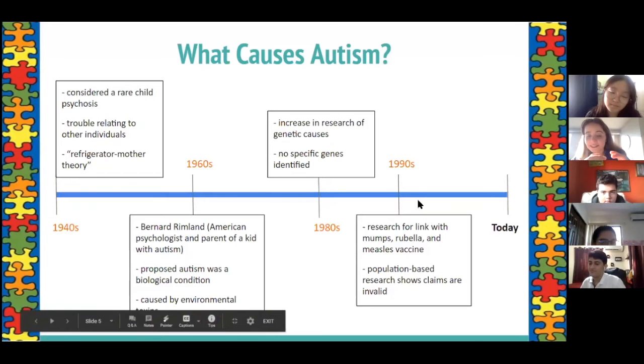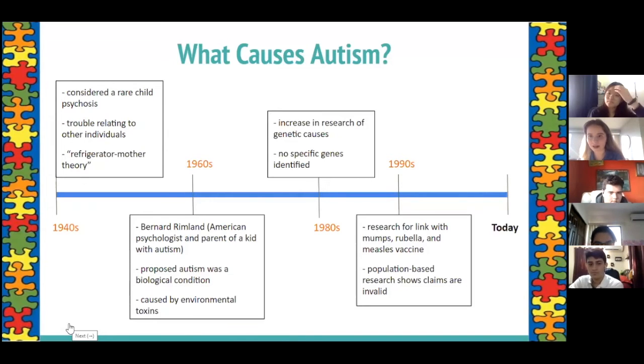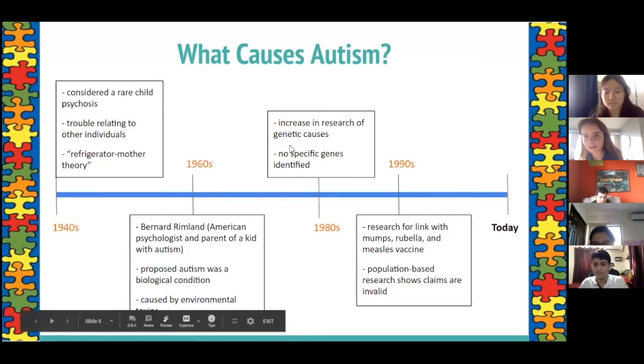So, this is a timeline that we created to address how the views of the causes of autism have changed throughout time, because this isn't something that we really have a lot of information on. Like Jorge said, autism is kind of a mystery because we don't know what causes it. There isn't any identifiable cure, but the views of its causes have changed throughout history.